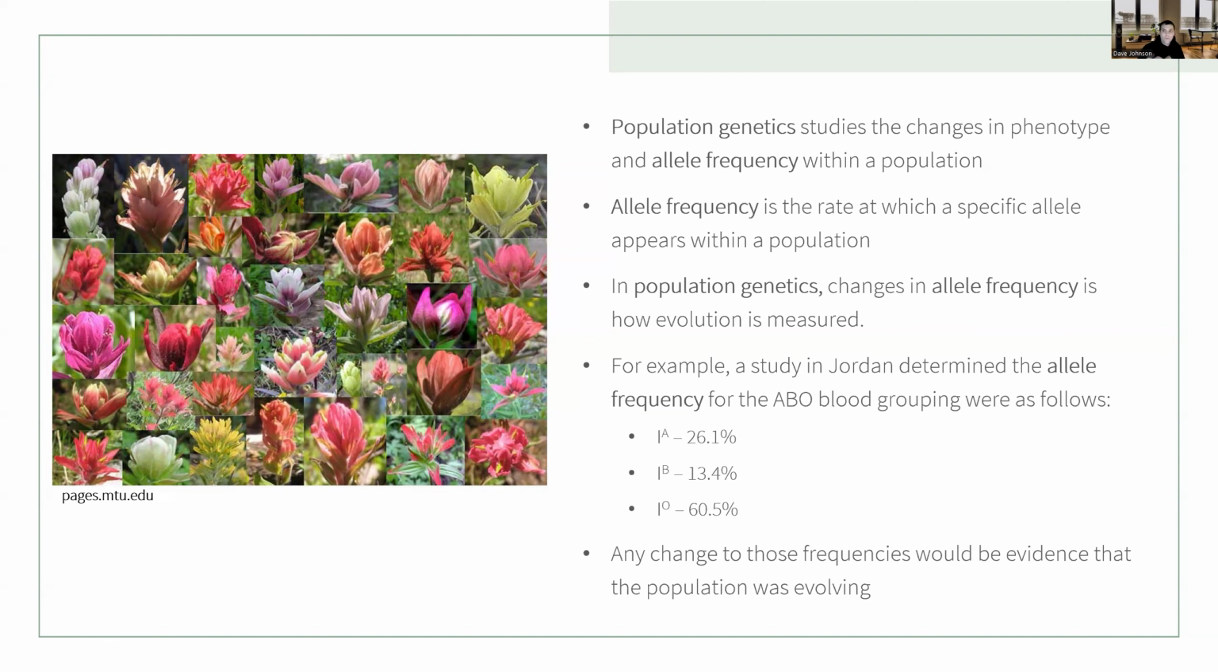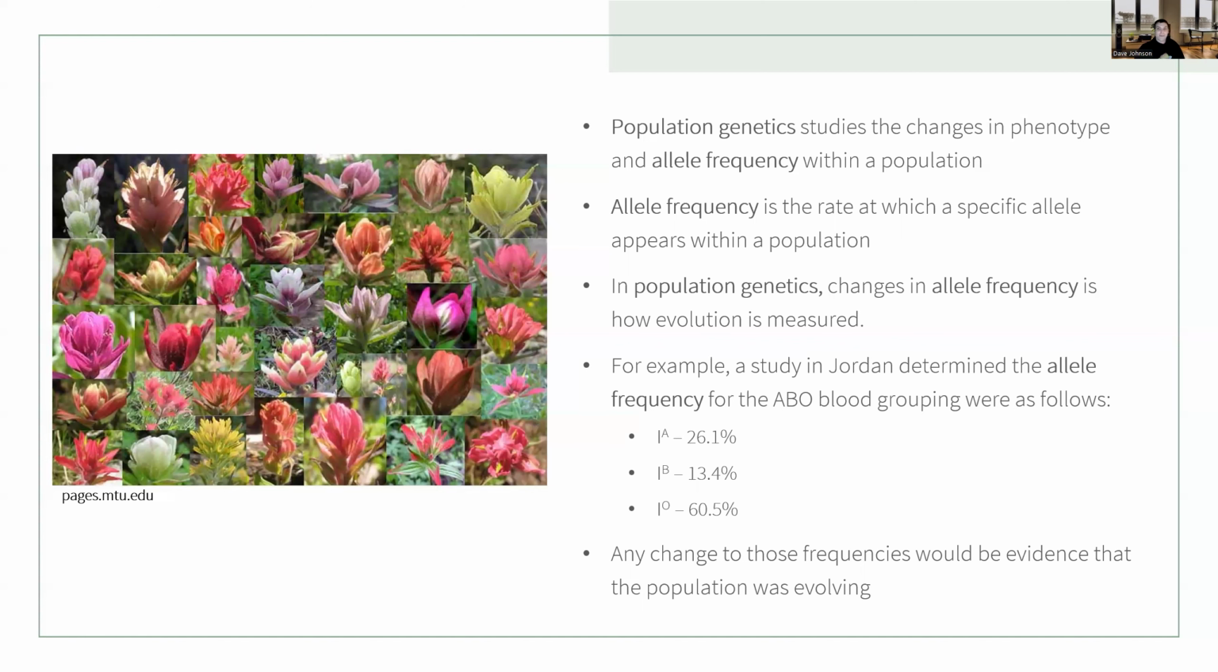For example, in a study done in the country of Jordan, they were looking at the allele frequencies for the three alleles that control the ABO blood grouping. They found that, for example, the frequency of the A allele in that population was 26.1%, the frequency of the B allele was 13.4%, and then the frequency of the O allele was 60.5%.